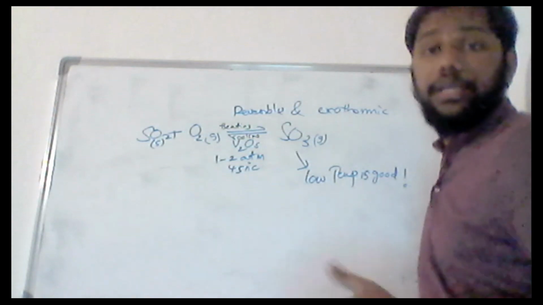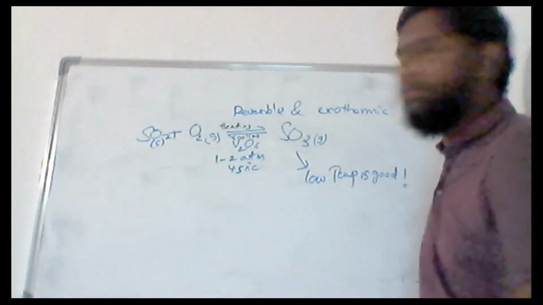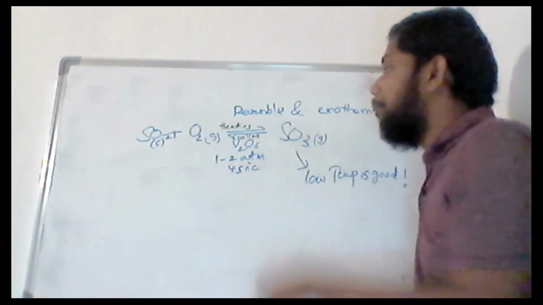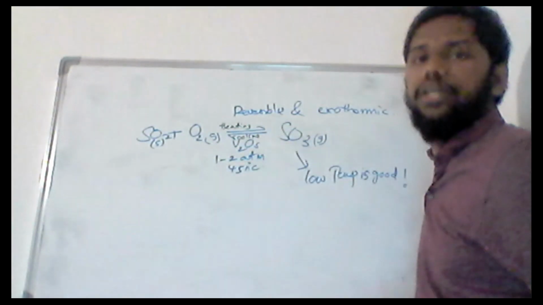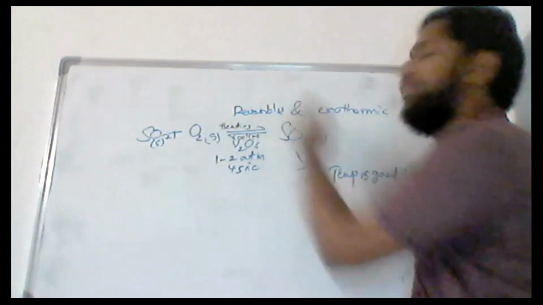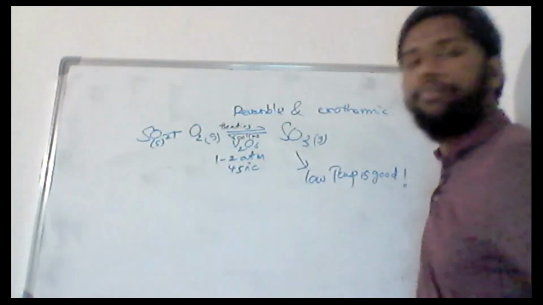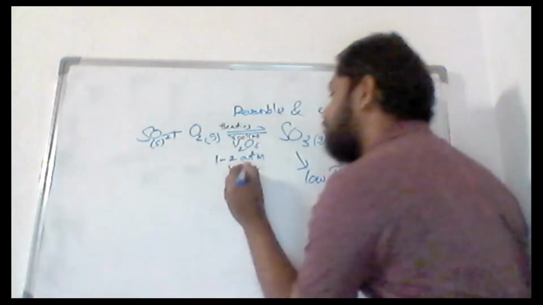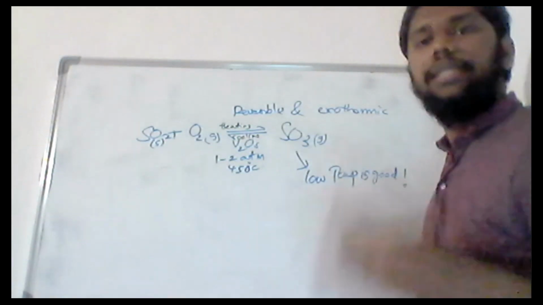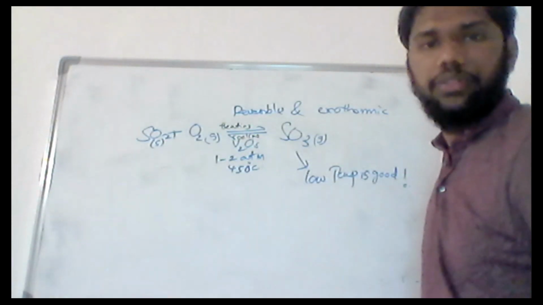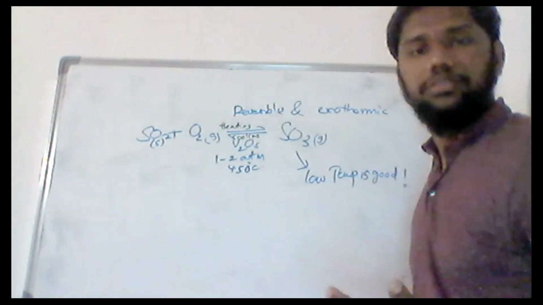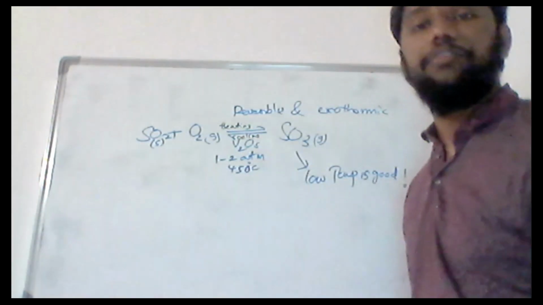To get a high amount of SO3, low temperature is good. Why? Because this reaction is exothermic, so if you cool the system, the heating process will happen, favoring more formation of SO3. So low temperature is good. But they have used 450 degrees Celsius, which is not low. Why? That is the explanation that you should give. First you need to explain that according to Le Chatelier's principle, low temperature is good. But they have used 450 degrees Celsius.